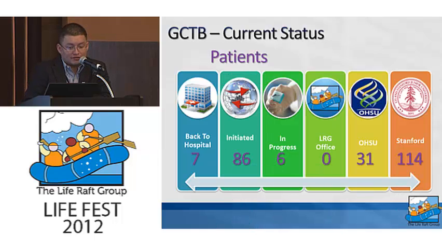Now, in regards to patients, 7 patients participated whose tissues were sent back to the hospital. 86 patients are being initiated. 6 are in progress. 31 are in OHSU. And a total of 114 patients are in Stanford. What is the difference? Some volunteers have decided to donate multiple tissues, so that's why the count is a little different. So a total of 244 patients are currently participating in our tissue bank.